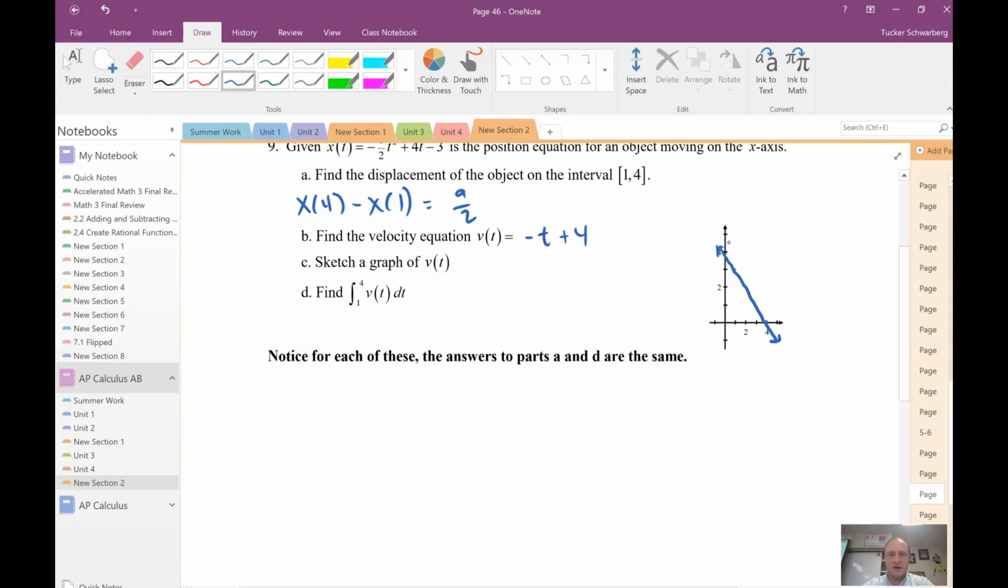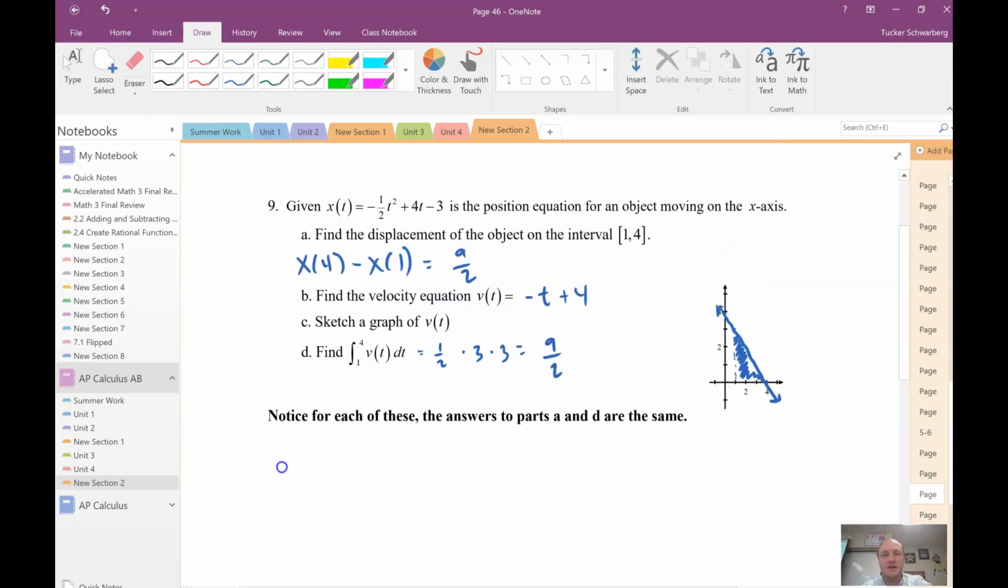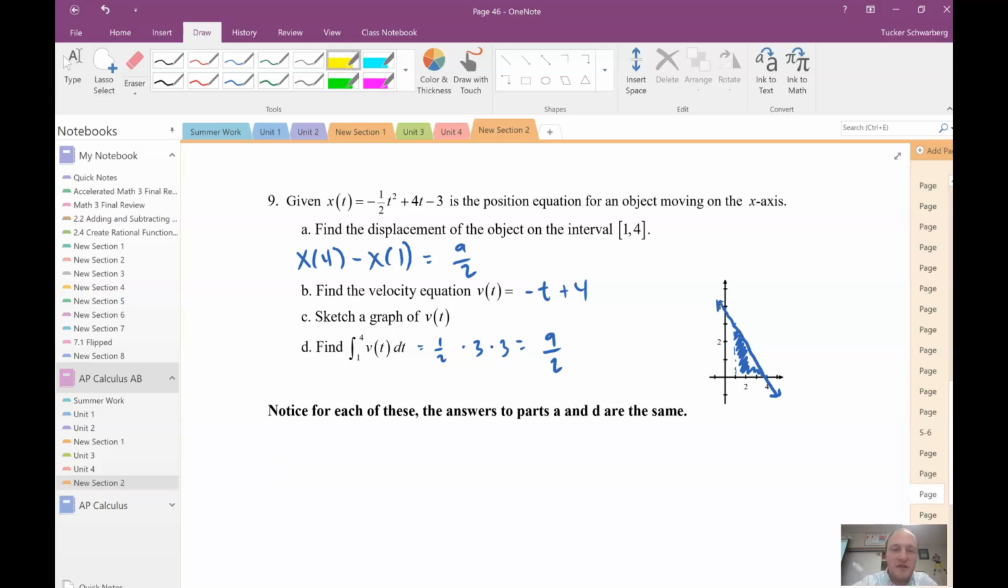That was part C. Now they want us to find the area under the velocity curve from 1 to 4, the integral. Here's 1, here is 4, so they want all of this area. Again, this is 1/2 times base times height. So 1/2 times the base, which is 3, times the height, which is 3, and we get 9/2. Notice again that for all of these, the values for A and the values for D are equivalent.